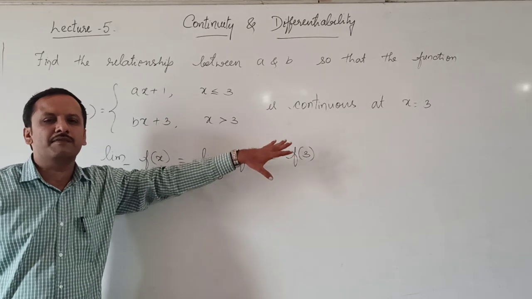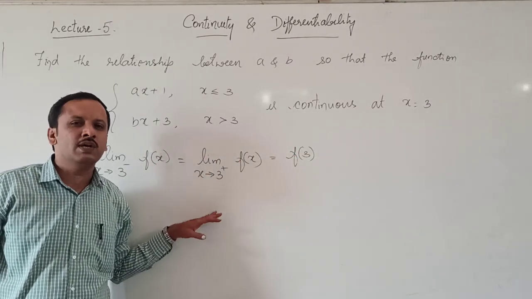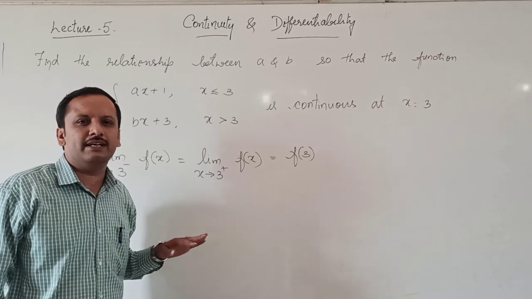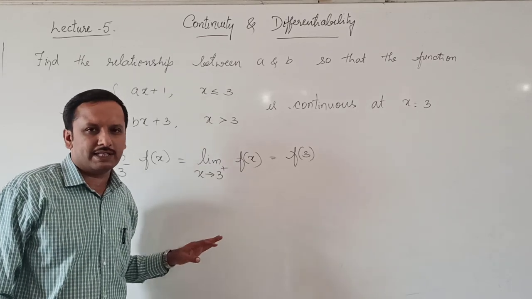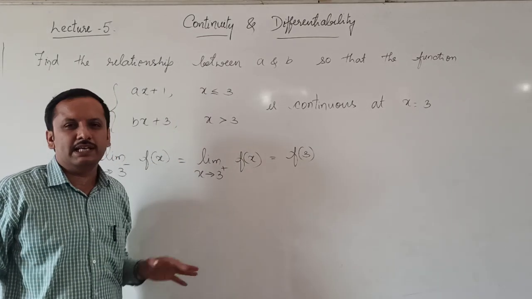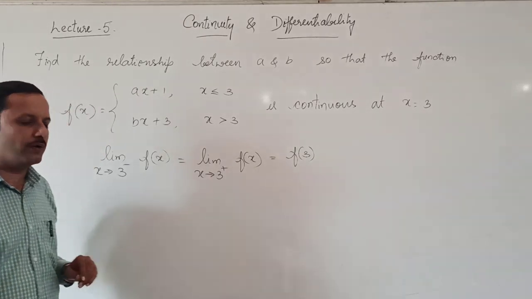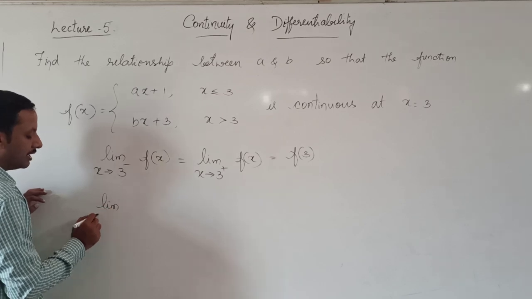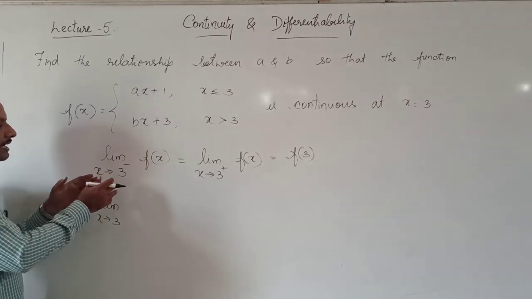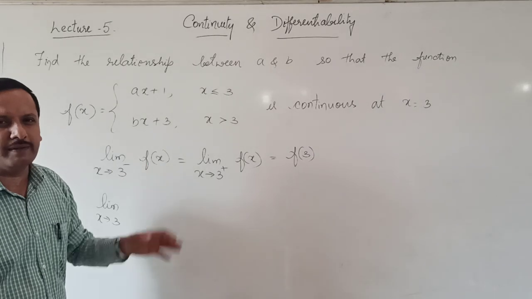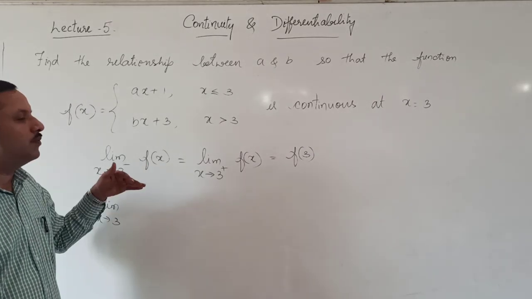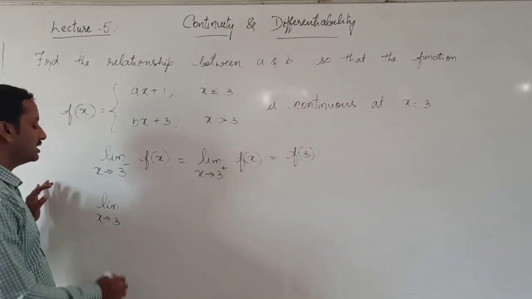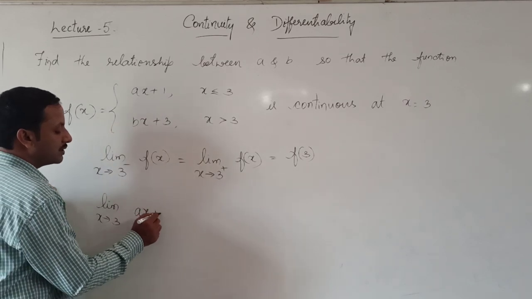Here we are not proving that it is continuous. In the question itself, they have given that this function is continuous at x equal to 3. Then what is the relation between a and b? That is what we have to find out now. So left hand limit, x tends to 3 minus f of x. When x approaches 3 from left side, that means x is less than 3. Whenever x is less than 3, the function is defined as ax plus 1.